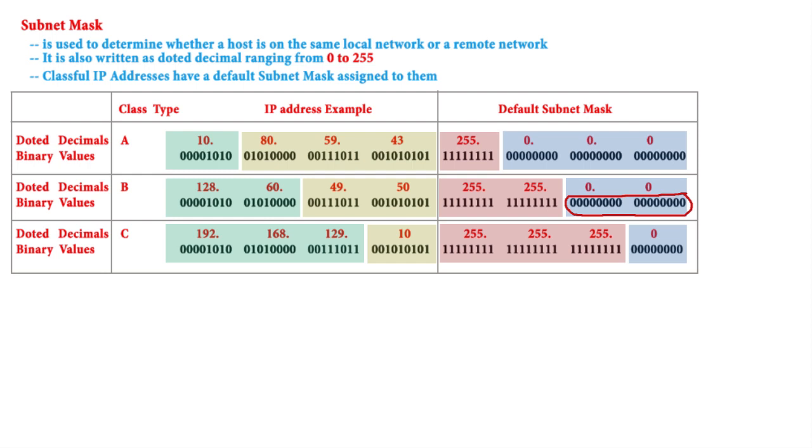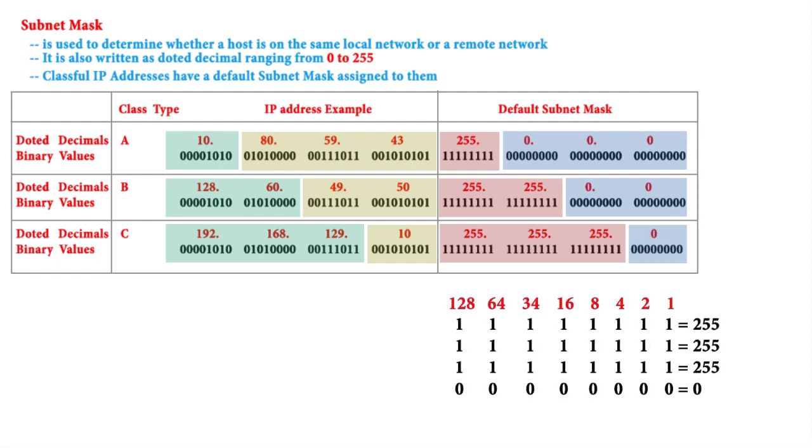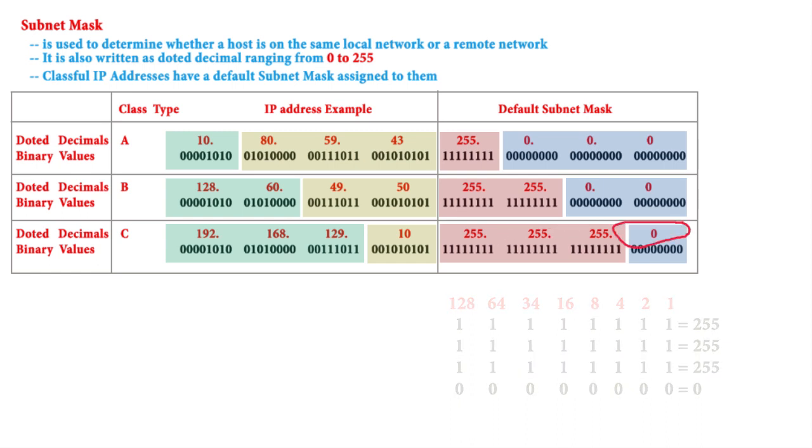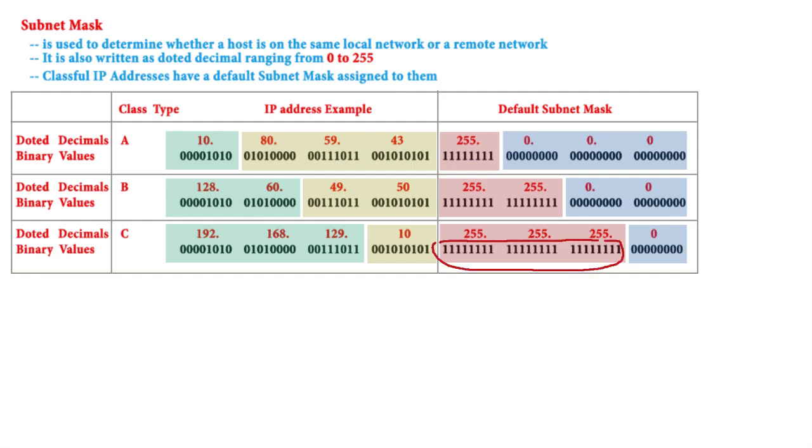And lastly, for a Class C IP address, 24 bits are used as the network address and only 8 bits are used as the host address. And when we do the decimal conversion, we get 255.255.255.0. So, we can conclude that this part is the network ID and this part is the host ID. We are not going much deeper into subnetting today. We will learn the details in later lessons.